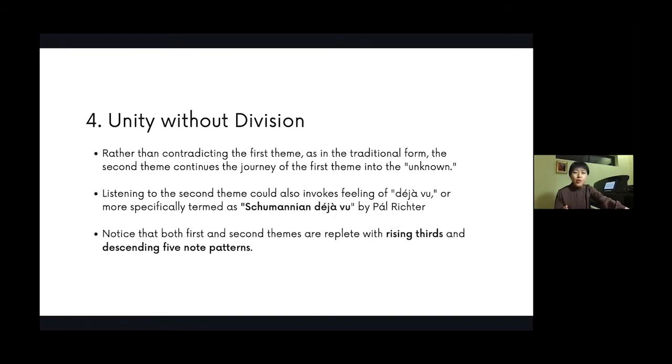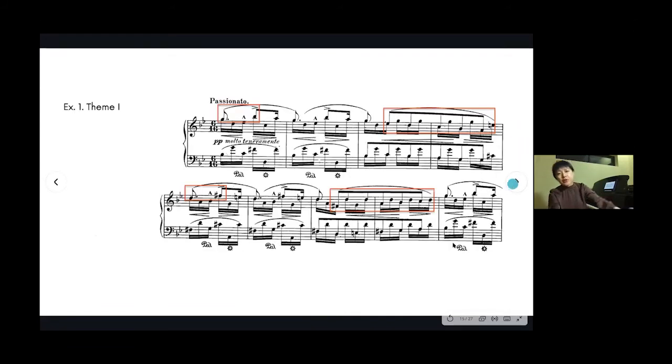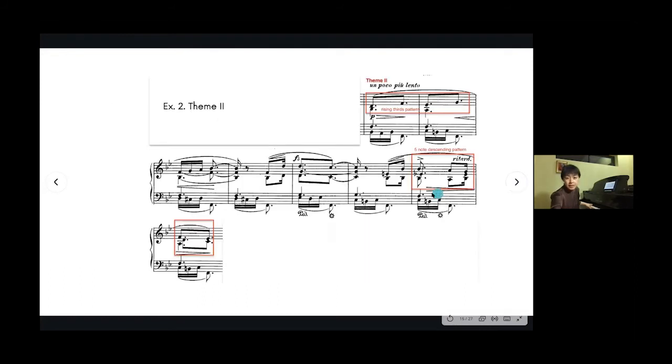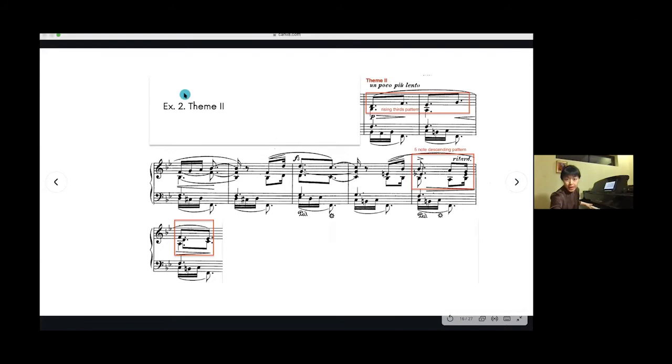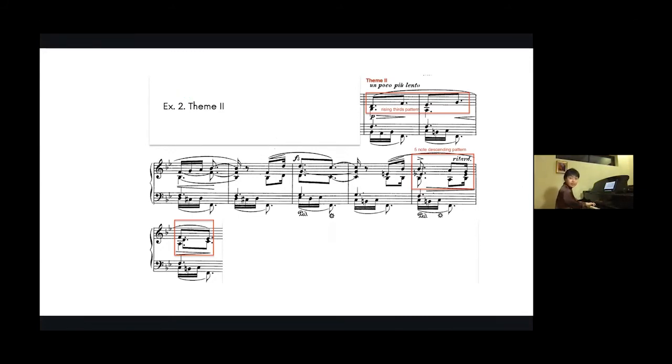So what is so deja vu about the first and the second theme? The first and the second theme are replete with a rising third and the descending 5-note pattern. So let me show you the score here. So you see, and then put a bracket. So you can see the top note. There's a rising third, and then aside from allusion to Clara, this descending 5-note pattern. You are going to see the same pattern here in the second theme. Now the second theme we have a rising third. Okay, I'll play the whole thing. So the descending 5-note pattern is similar to the first theme.